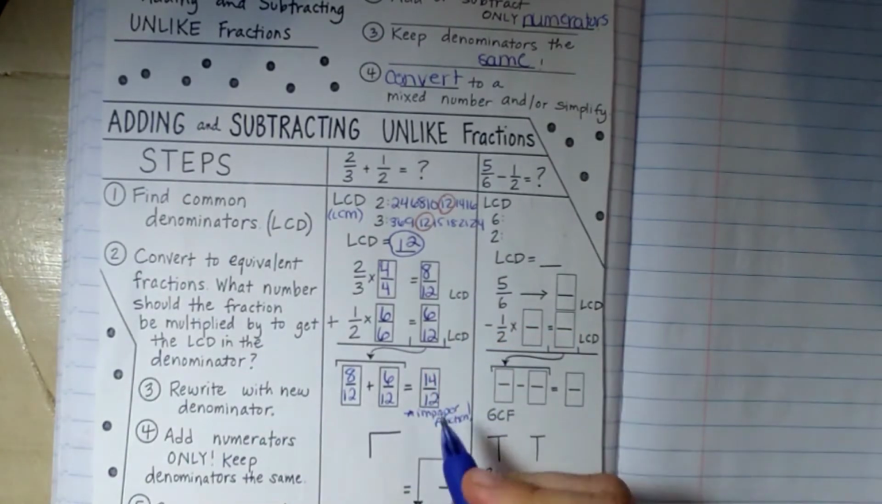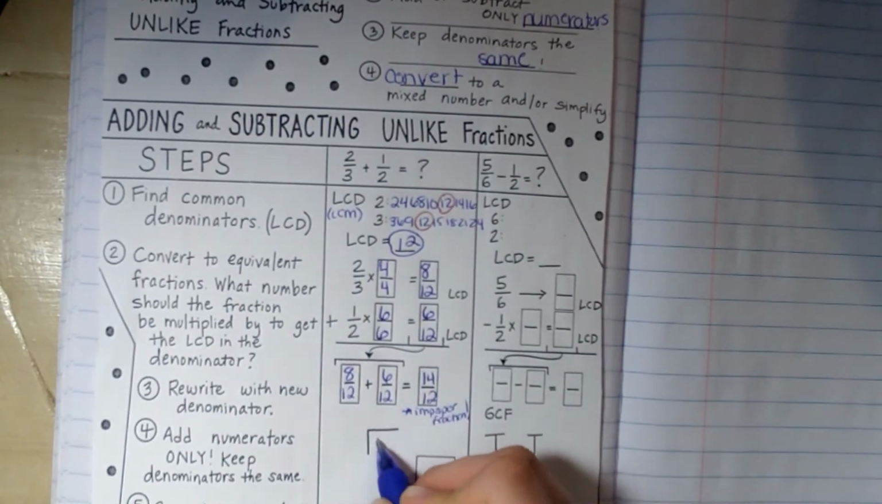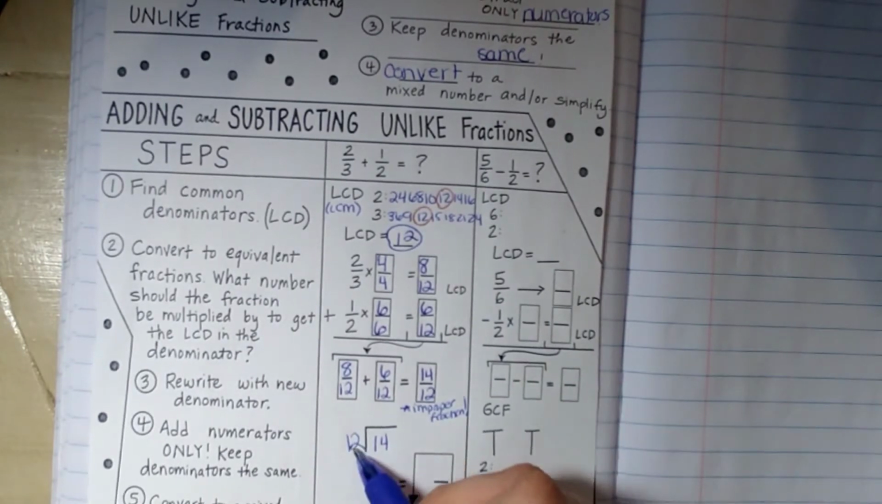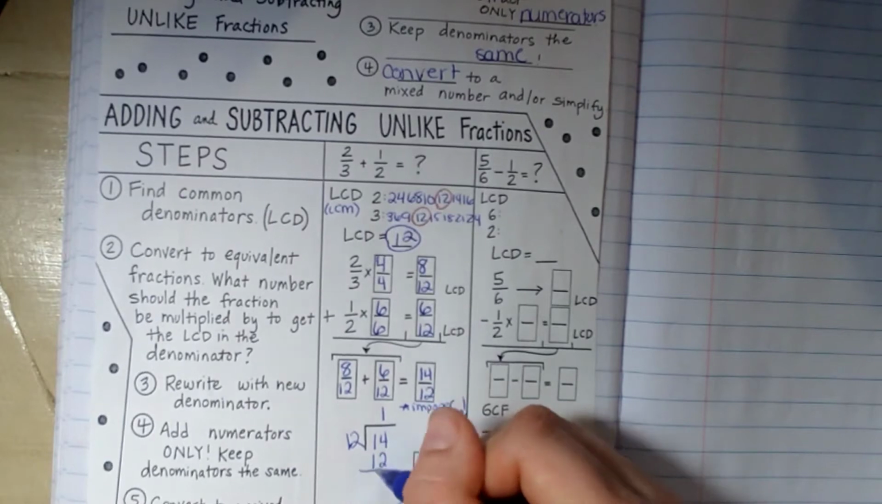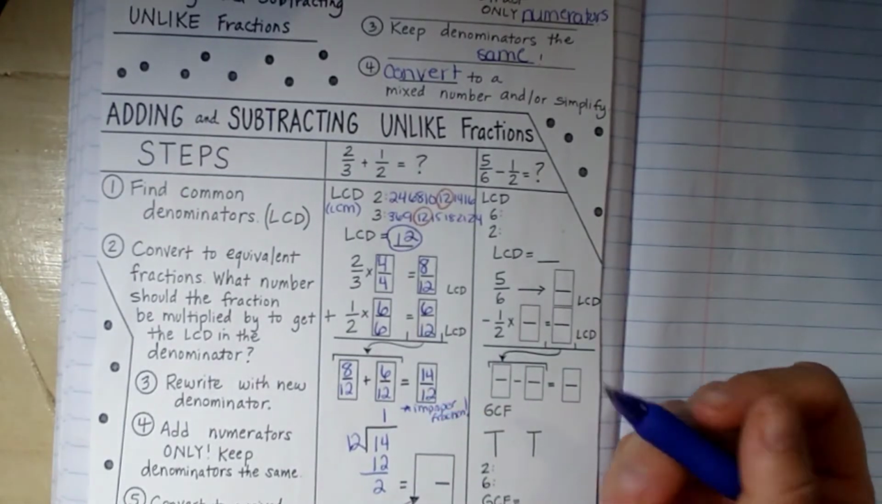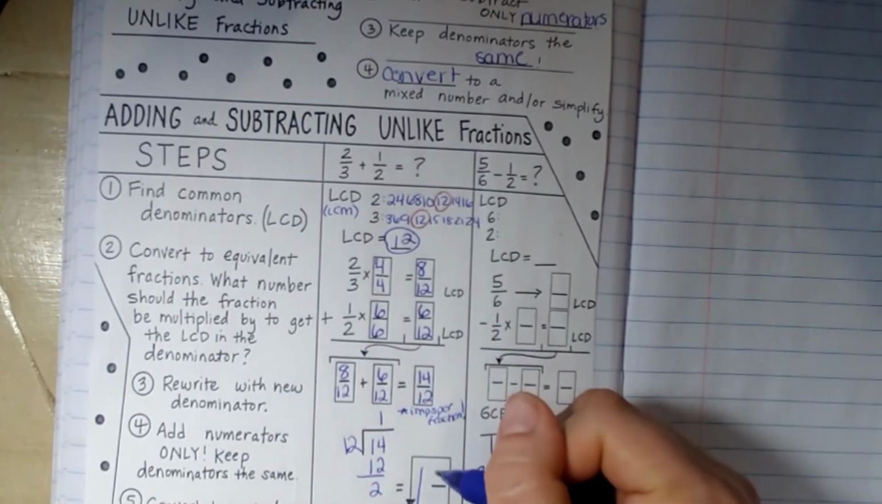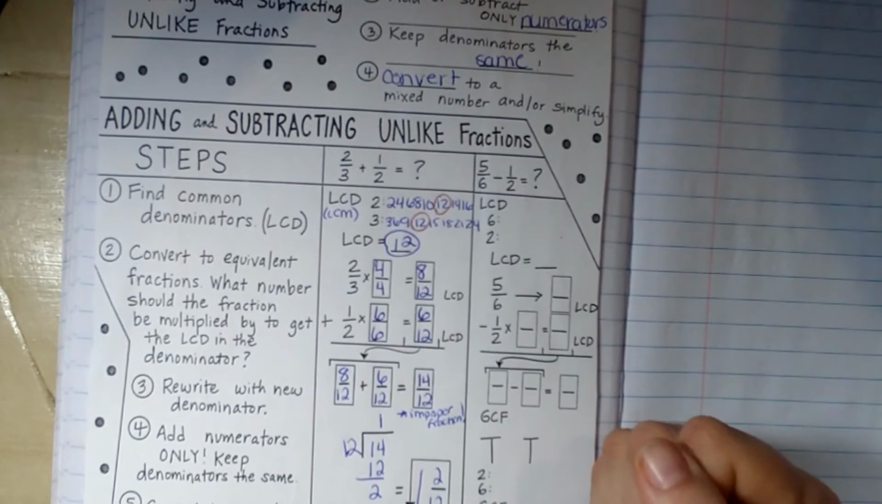I can't leave it like that. So I'm going to say, when we write this, this is 14 divided by 12. We practiced that earlier in the chapter. So how many times does 12 go into 14? It goes in 1 time, and I have 2 left over. Okay, so my whole number is here, and my remainder is over my 2 twelfths.